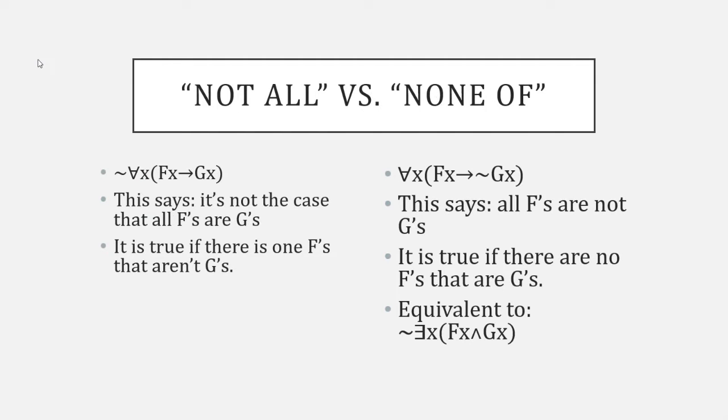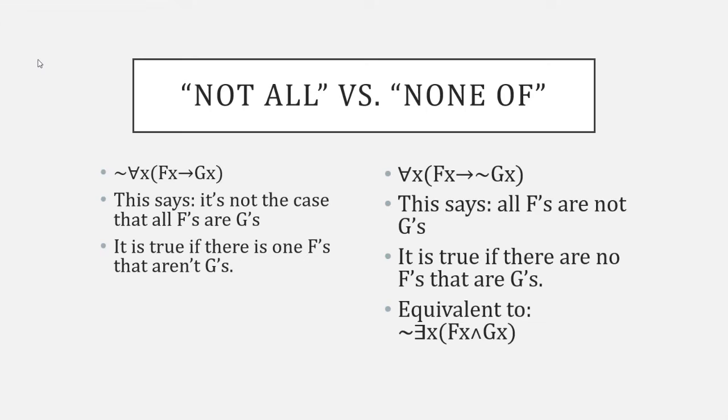are not equivalent. These sentences do not say the same thing. Not for all x (fx and gx) does not say the same thing as for all x, if fx then not gx. Okay, so the first one says it's not the case that all f's are g's. It's not the case that for all of these things they have the property. Right? And that's true just in case there's even one thing that has property f, but it doesn't have property g. You find one case of a thing that has f, but it doesn't have g, and that first sentence is true. That's not what the second sentence is saying.